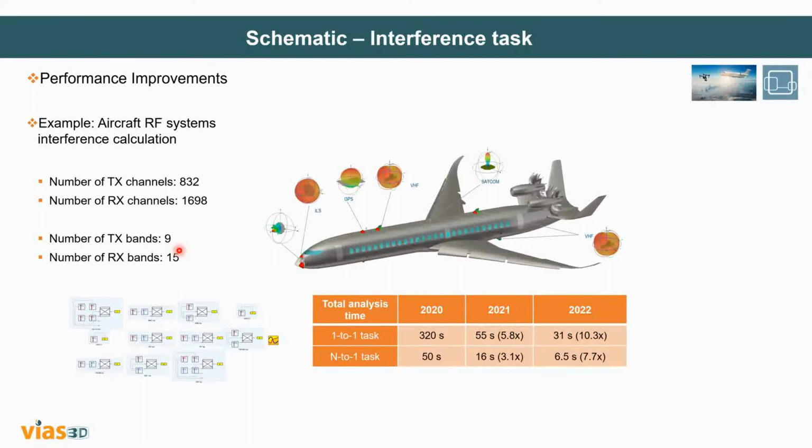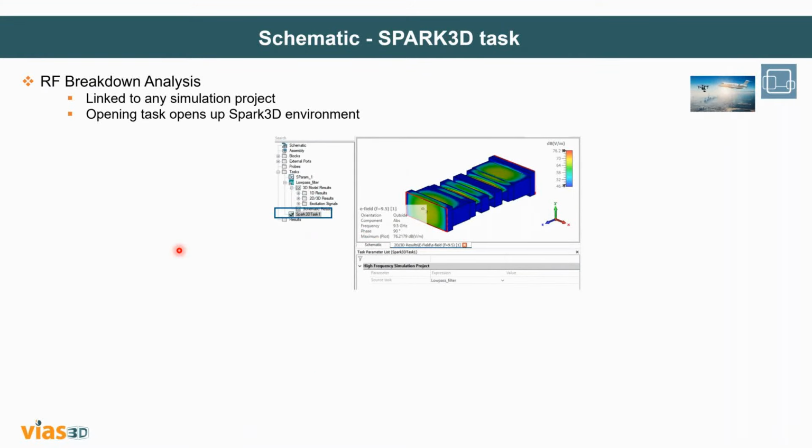So the next is on the Spark 3D side. Radar systems often contain waveguides, and not only radar systems. Let us take satellite communication, which is happening at very high frequency; those contain a waveguide antenna or waveguide structure, and RF breakdown power becomes more critical in those types of applications. We have therefore introduced a new task for calculation of such RF breakdown, and this uses Spark 3D for calculation.